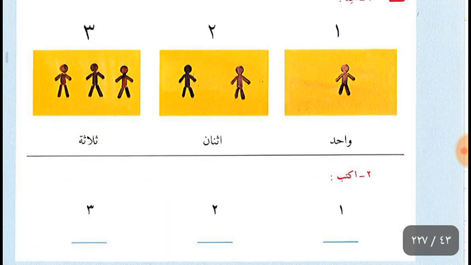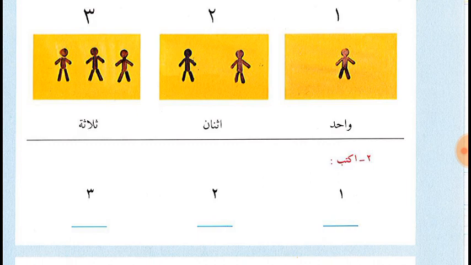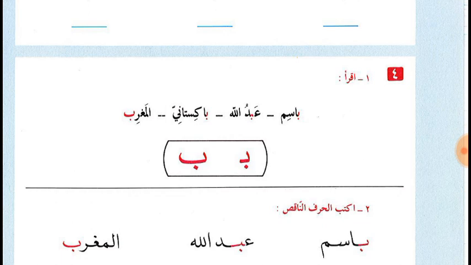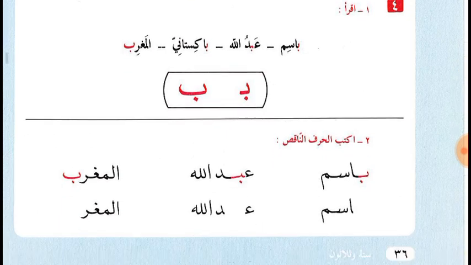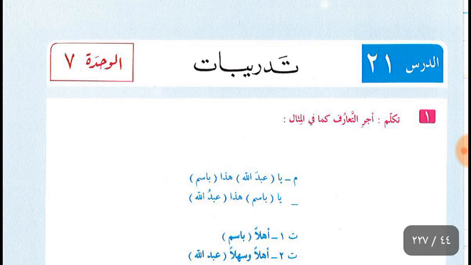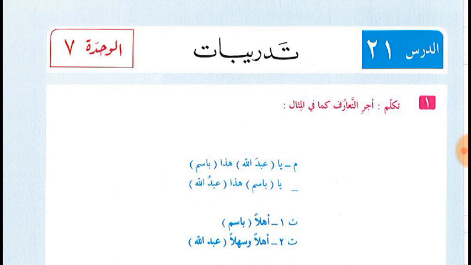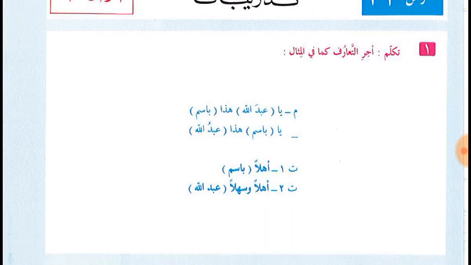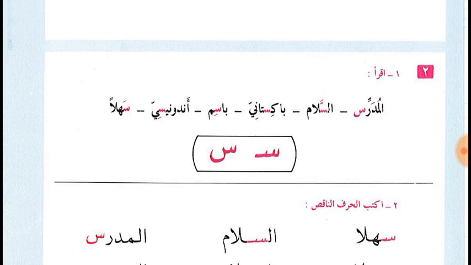On the next page we have exercises. Read this coding: one, two, three. Then you will write. So here you will write this coding. Then Ikra will read these words. Write the missing letter. On the next page we have a new lesson, lesson 21. Exercises, the seventh unit. Speak means speak. Start the dialogue as in the example. Then we have read. Read these words.